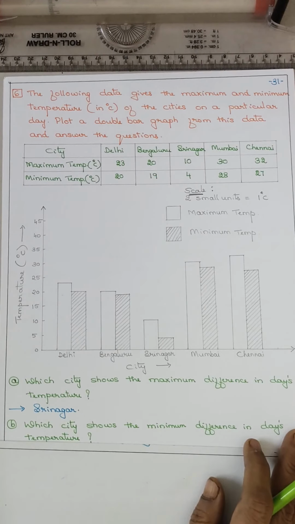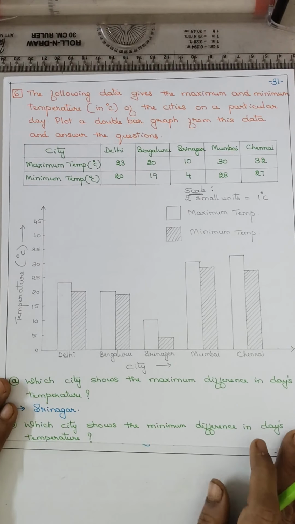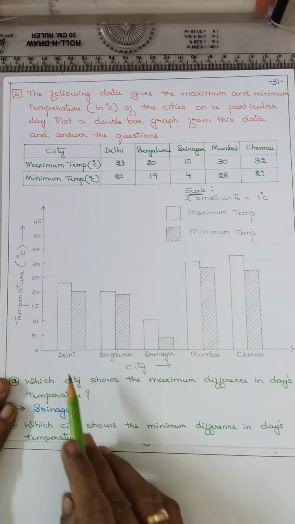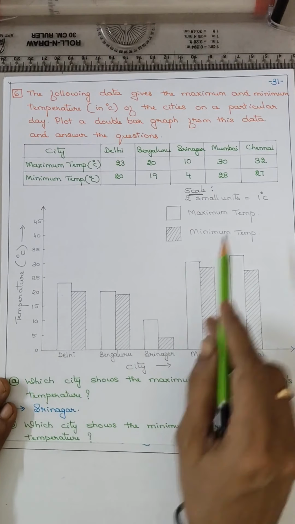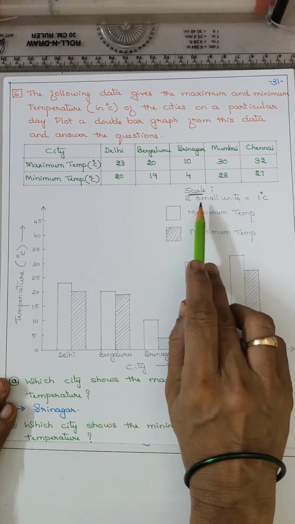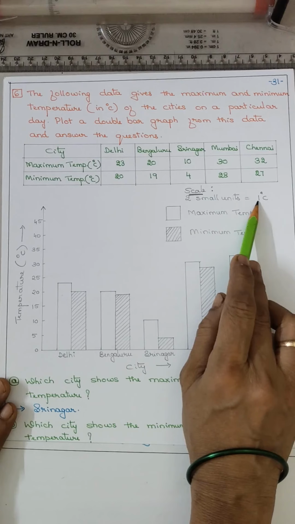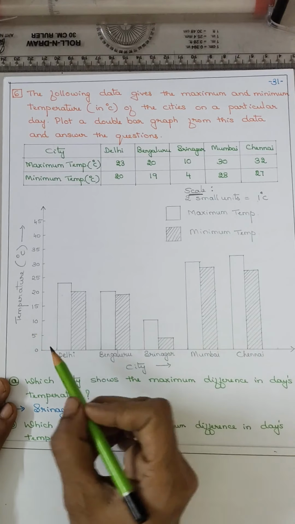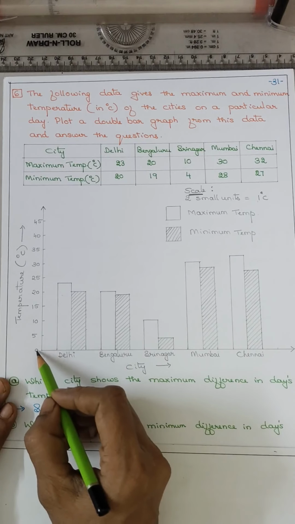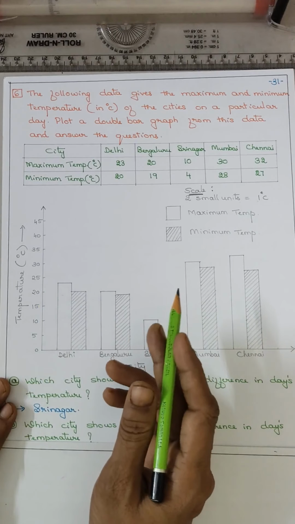So first you have to draw the double graph. So first you will draw the x axis and y axis. This is 0. Now scale. How will we take the scale? 2 small units is equal to 1 degree Celsius. 2 small units, you take it as 1. So 0, 5, 10, 15, 20, like this you take.